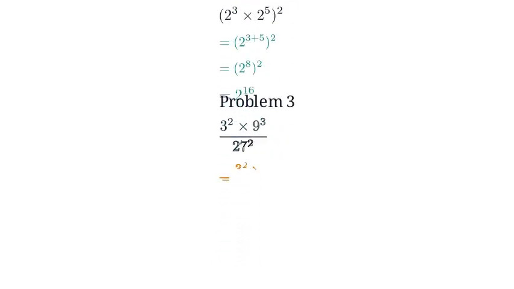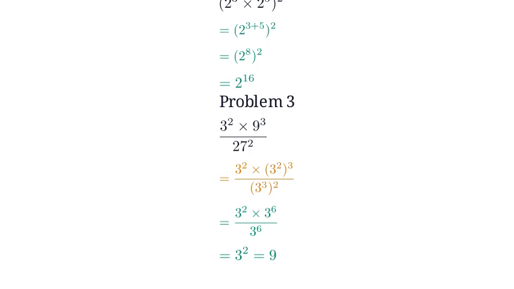Multiply inside to get 2 to the 8th, then raise to the second, giving 2 to the 16th. Problem 3 uses our make it prime hack, 3 squared times 9 cubed over 27 squared. Rewrite 9 as 3 squared and 27 as 3 cubed. Carry out the arithmetic and cancel exponents to land on 3 squared equals 9.